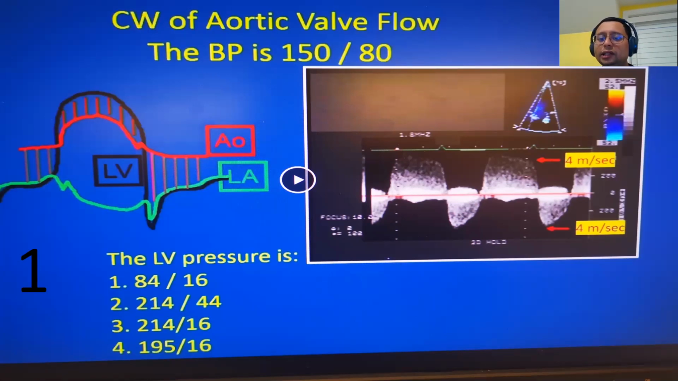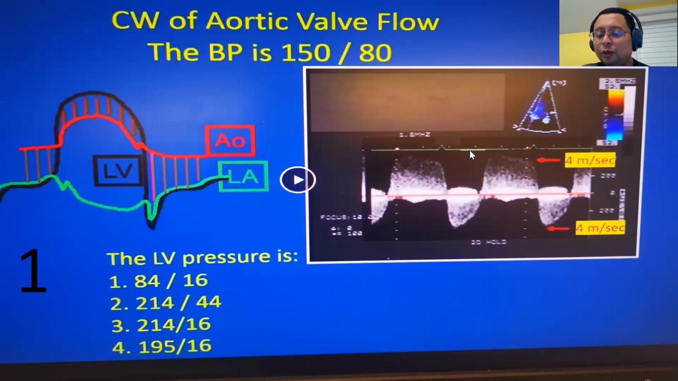What is the disadvantage of PW Doppler? It is aliasing. PW Doppler normally cannot measure a velocity above 1.5 meters per second. Any velocity above 1.5 meters per second will show aliasing in your Doppler, so you cannot measure it. Whenever you want to measure something above 1.5 meters per second, you have to use continuous wave Doppler. Like this patient, you can see it's 4 meters per second, so you cannot use pulse wave Doppler in this situation, okay?